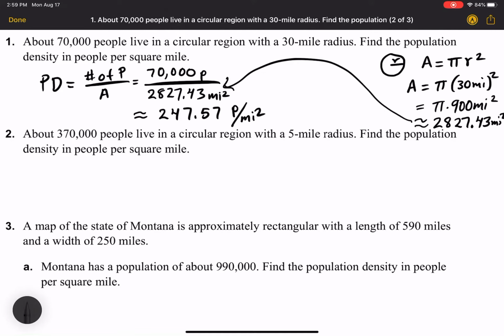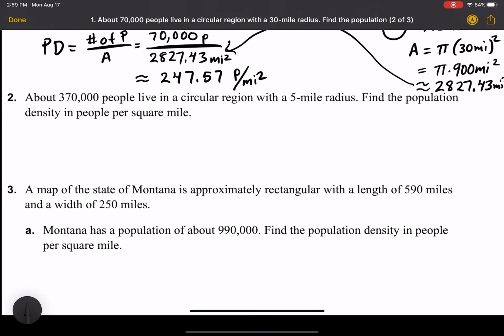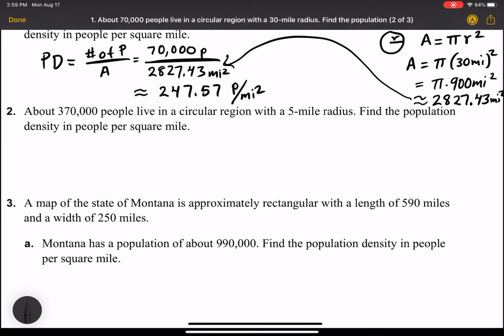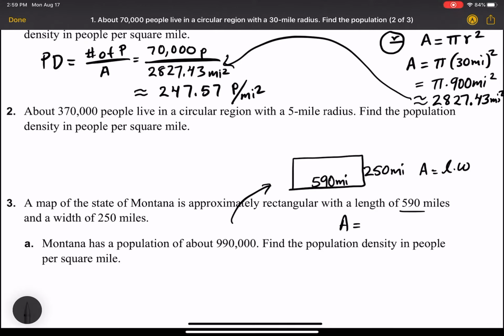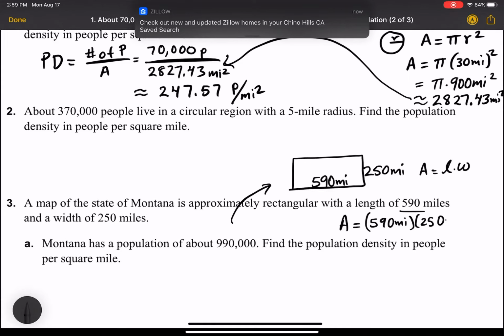Example number 2 is pretty similar, so I'll skip over to number 4. A city in the state of Montana has approximately the shape of a rectangle. According to the information given to us in this problem, I'll draw it up here. You have a rectangle that measures approximately 590 miles here and 250 miles here. So the area of this rectangular shape, please remember that the area of a rectangle is just the length times the width. So it's 590 miles times 250 miles.